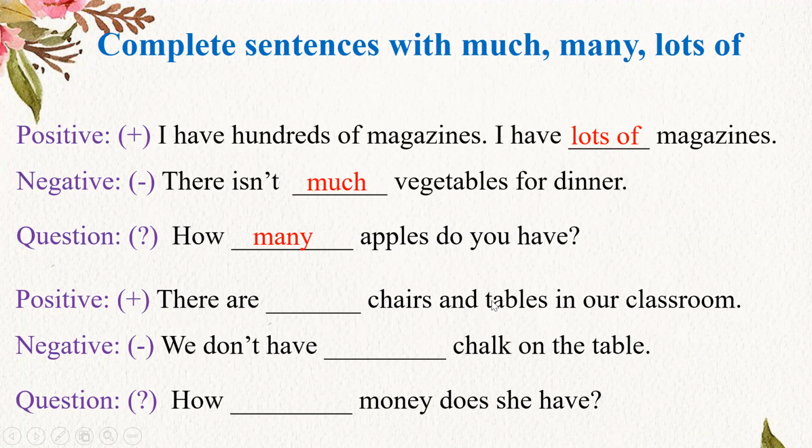There are chairs and tables in our classroom. So there are lots of chairs and tables in our classroom. How about negative? We don't have chalk. Can we count it or can't we? Is this uncountable or countable? It's uncountable. So we use lots of. No, this one is negative. So we use much. We don't have much chalk on the table.